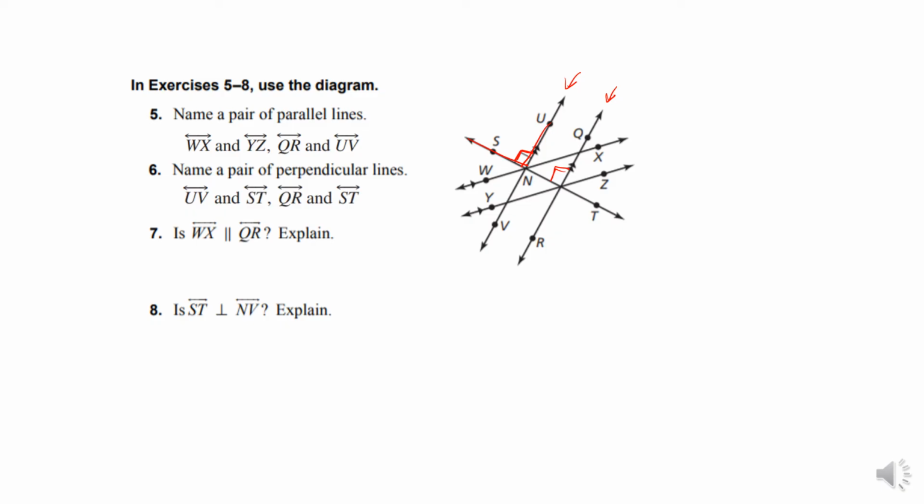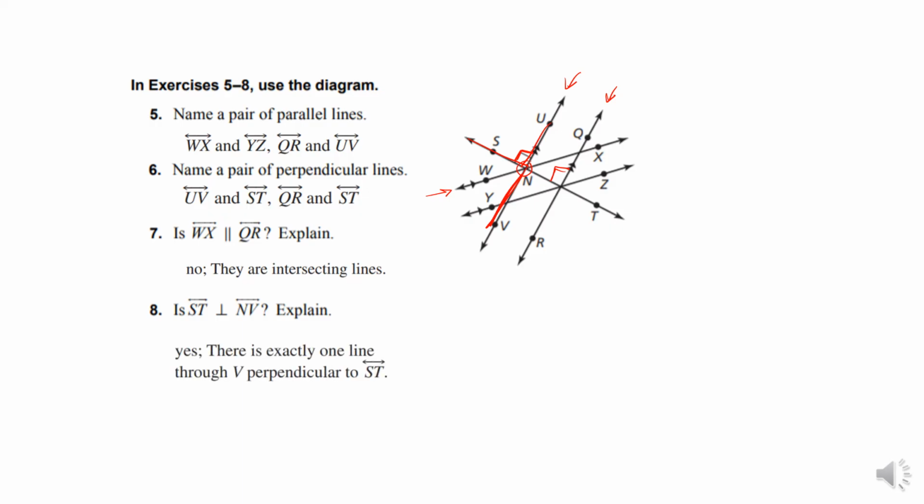Okay? Important. Then it says is WX, that's this line here, parallel to QR. So it isn't because it contains N, and so they are intersecting lines. It's just intersecting and not parallel. And then it says is ST perpendicular to NV. Okay, so look at NV as part of UV. So yes, there's exactly one line through V perpendicular to ST, and NV is part of that line.